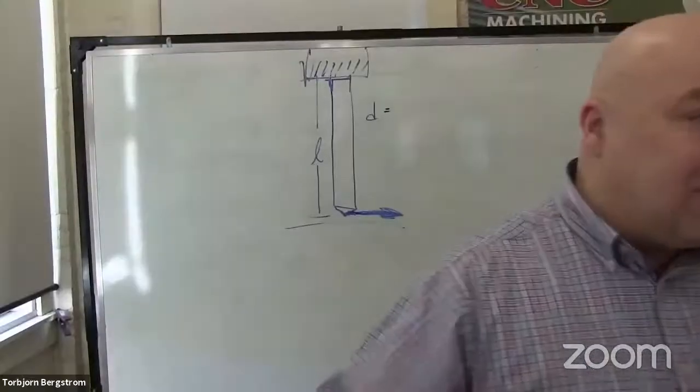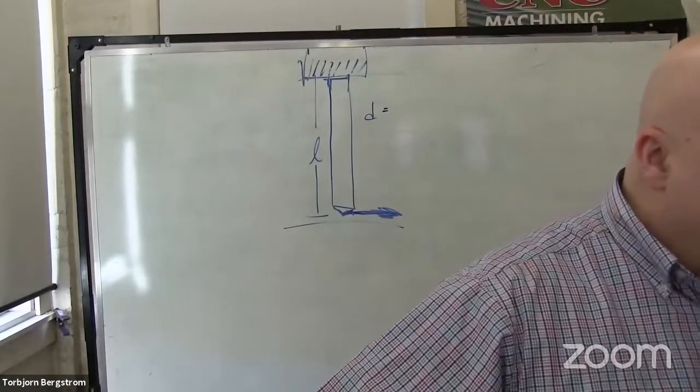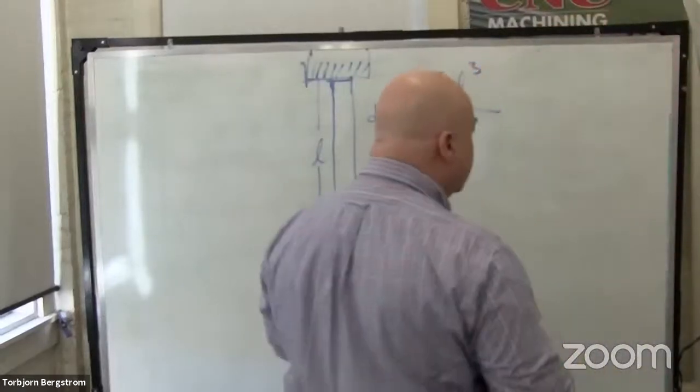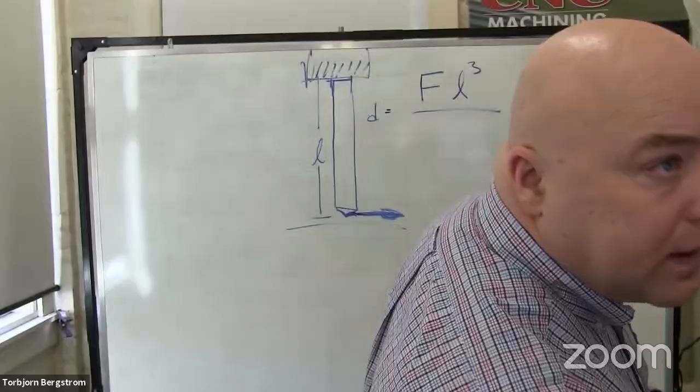I think I remember it, but I'd rather look it up. Say it again. Cutting force times the length of the drill cubed over 3 times the elastic modulus times the area moment of inertia. Divided by what? 3 times the elastic modulus times the area moment of inertia.